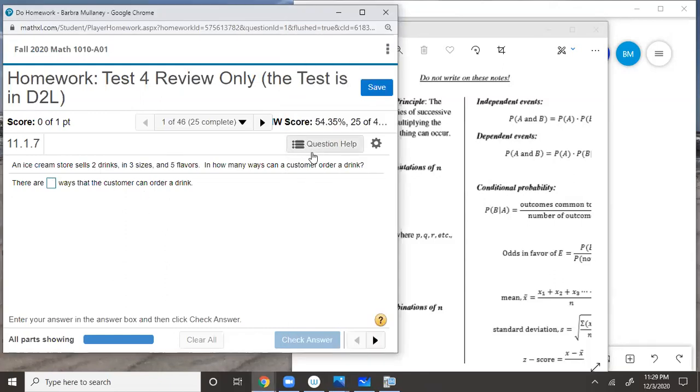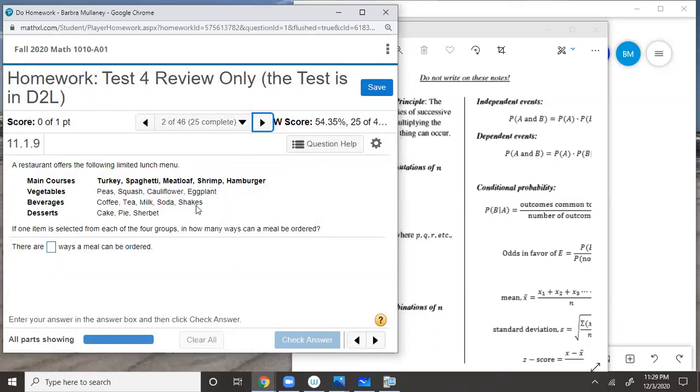So the number of ways to order a drink would be 2 times 3 times 5. And so we could just punch that on our calculator and get that answer. Okay, so that's just multiplying the numbers.